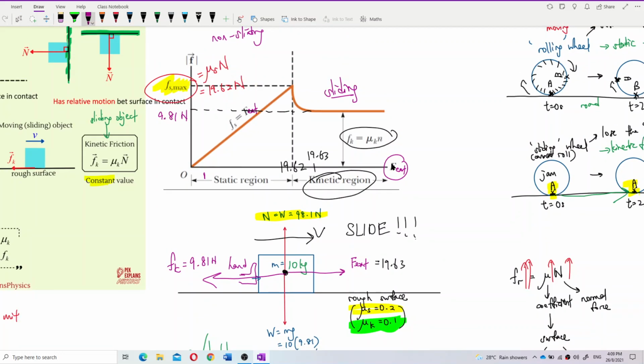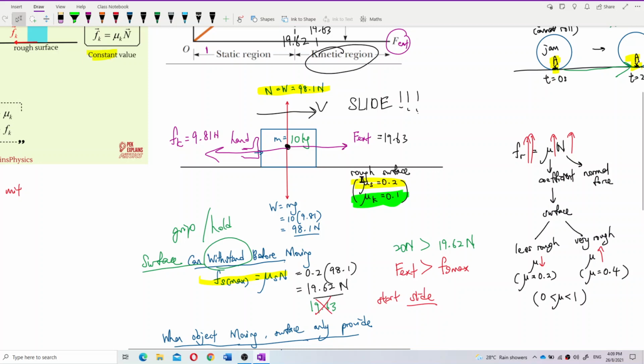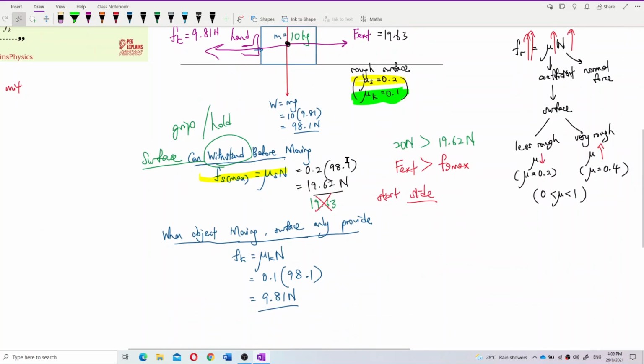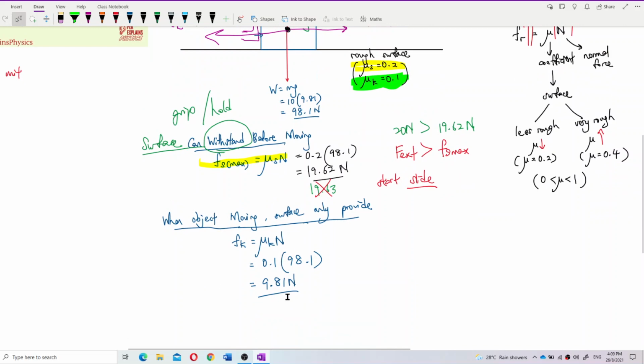9.81 Newton. It dropped to 9.81 Newton. So this is the kinetic friction, Fk. This Fk is lower than Fs maximum. 9.81 is lower than Fs maximum, which is 19.62. Why? Because mu k is smaller than mu s. So the friction dropped to a lower value when the object starts moving. So the friction will drop to a lower value, even less grip.